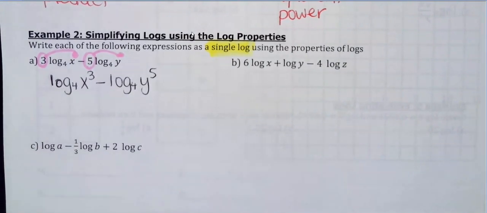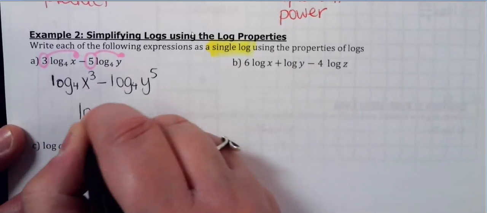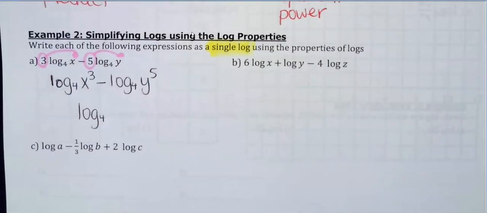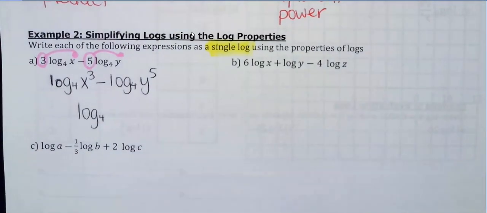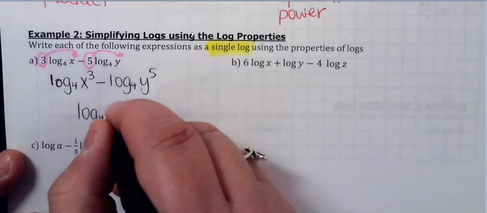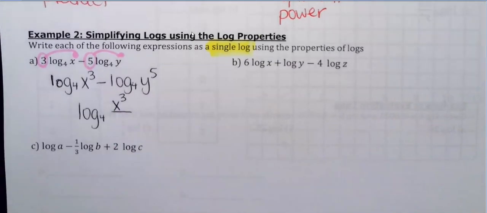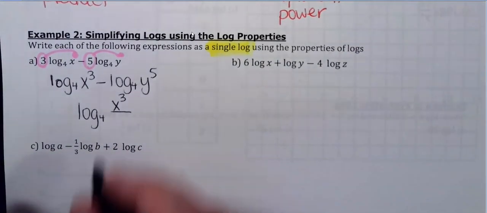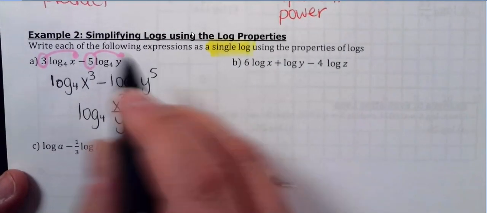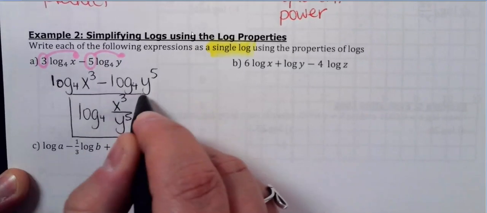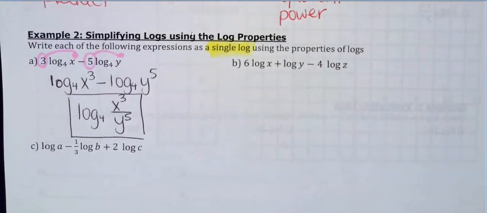If I have subtraction, when I squish it together to write my single logarithm, I remember subtraction turns into division. Whatever comes first, the x cubed here, goes on the top of my fraction. Whatever comes second goes on the bottom of my fraction, that's y to the 5th. And then I have a single log base 4 of x to the 3rd over y to the 5th.